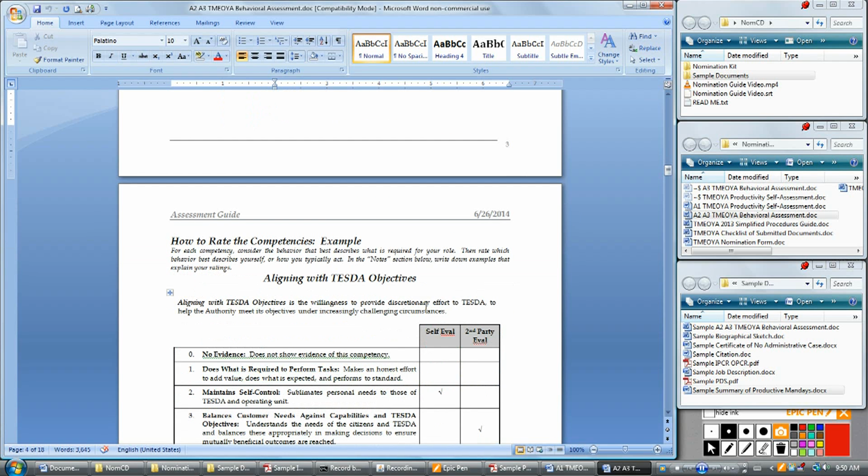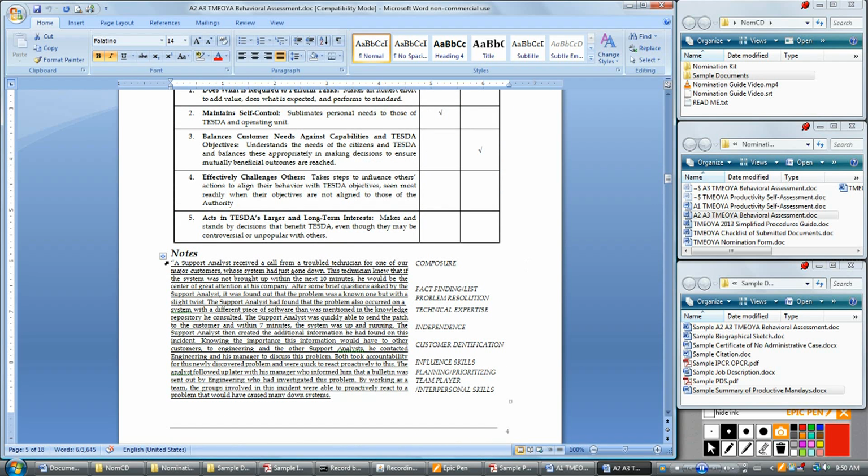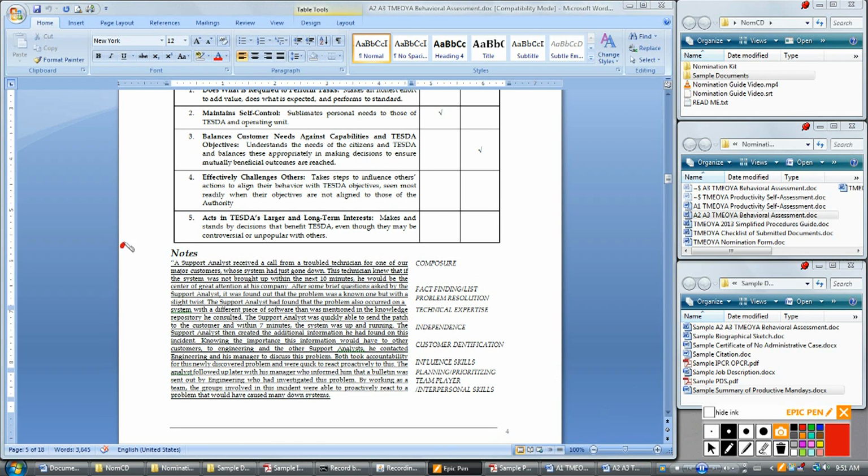Page 5 includes a sample of how to rate the competencies. Remember that the notes section of every competency should be answered using the STAR matrix. Your answers should vary from item to item, but make sure that the STAR matrix is used. The validation of your rating will be based on the quality of your narrative and the evidence that would be included.